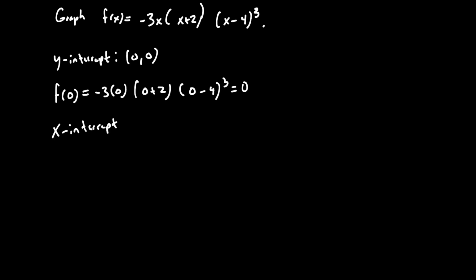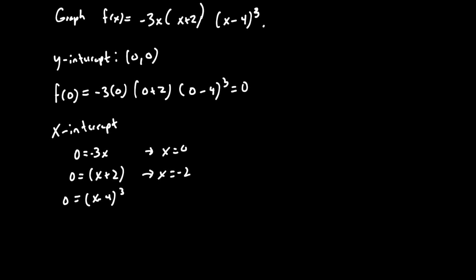Again, since our polynomial is given to us in factored form, we can go ahead and set each of the terms equal to 0. Our first term, we get 0 equals -3x. Our second term, we get 0 equals x plus 2. And our third equation, we get 0 equals x minus 4 raised to the third. In this first case, we get x equals 0. In the second case, we get x equals -2. And in this third case, we get x equals positive 4.